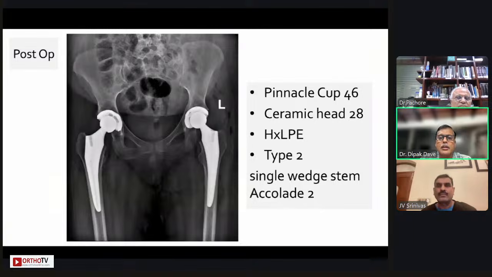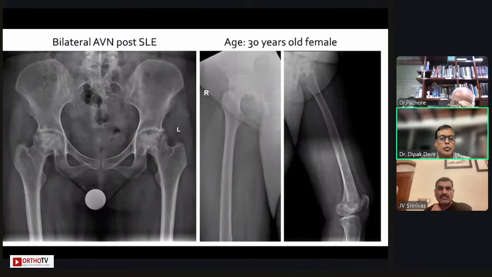So here I have done an Accolade 2 single wedge stem, that is a type 2 stem, and I have used an uncemented 46 cup and a ceramic head 28. Both sides I have used the same. So in this scenario, this is the shortest stem available, an uncemented system, and she is only 34, and she is doing well. So again, one more example.